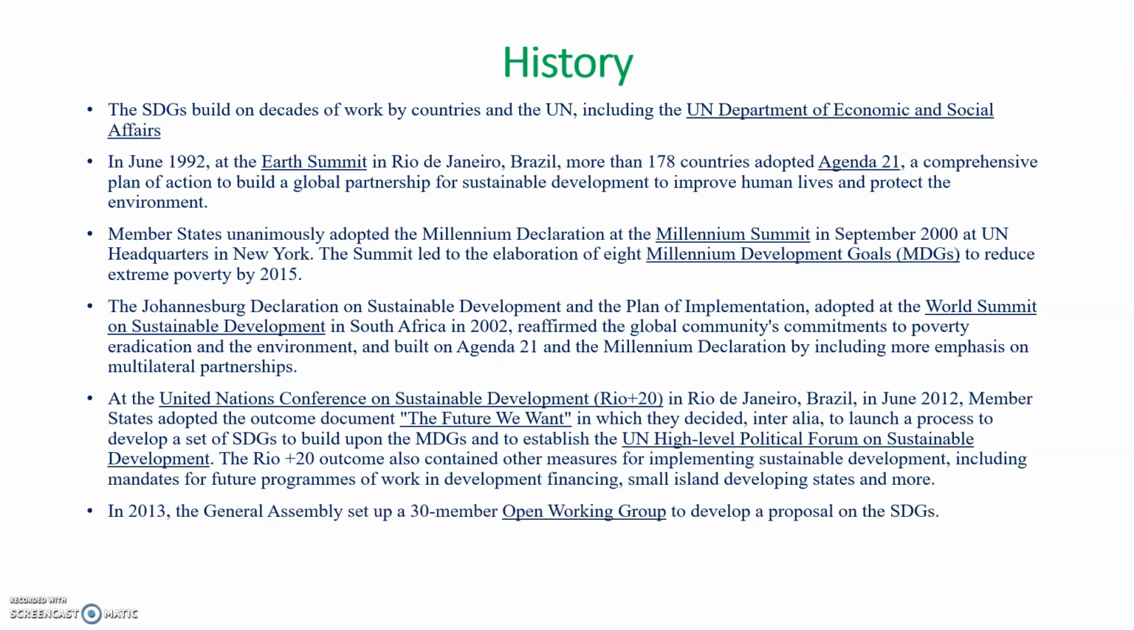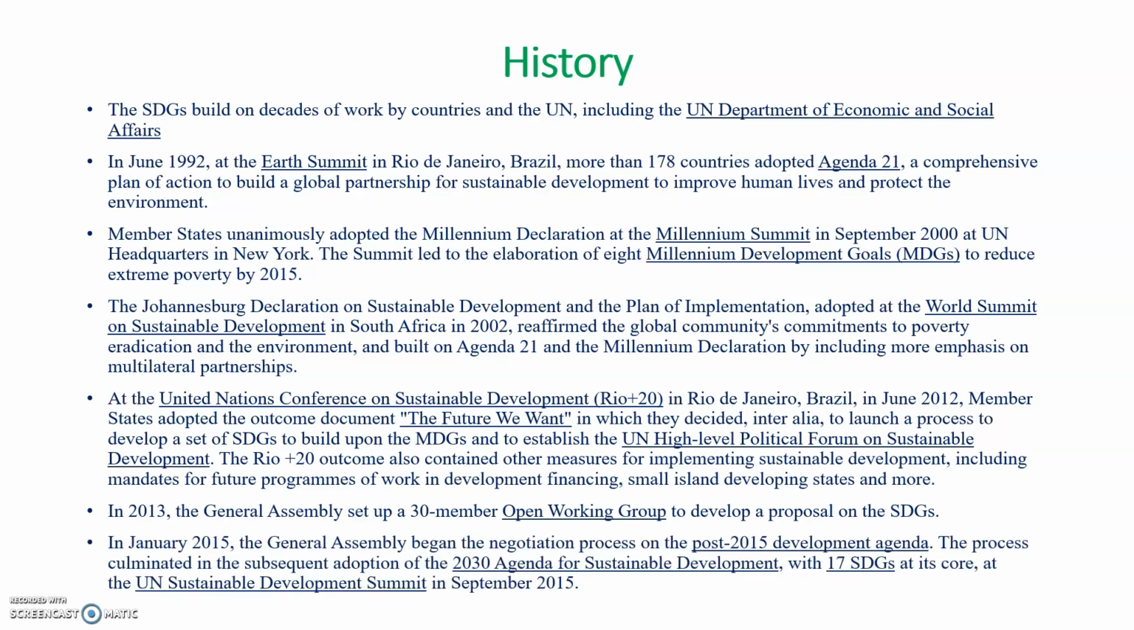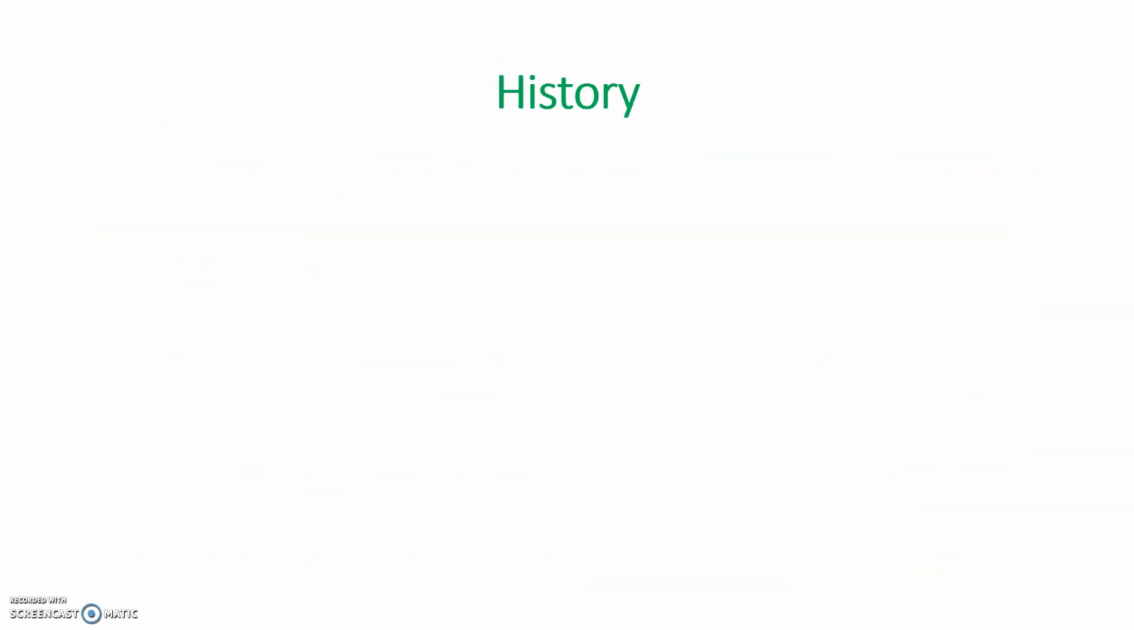In 2013, the General Assembly of the United Nations set up a 30-member open working group to develop a proposal on the Sustainable Development Goals. In January 2015, the General Assembly began the negotiation process on the post-2015 development agenda. The process culminated in the subsequent adoption of the 2030 Agenda for Sustainable Development with 17 SDGs at its core at the UN Sustainable Development Summit in September 2015.